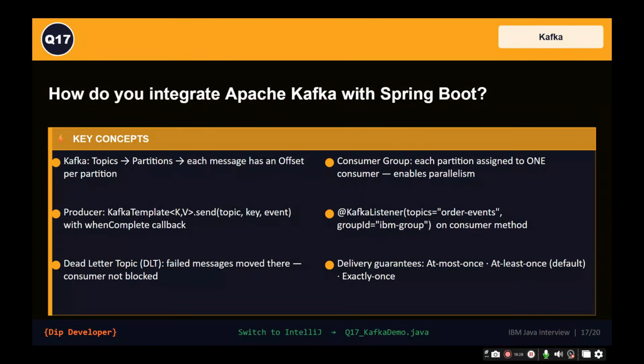Next question is how do you integrate Apache Kafka with Spring Boot and explain producer and consumer? Kafka messages go to topics divided into partitions, and consumer groups allow parallel processing. In Spring Boot, you autowire the KafkaTemplate and send with topic, key and message for the producers. For the consumer, annotate a method with @KafkaListener providing topics and group ID.